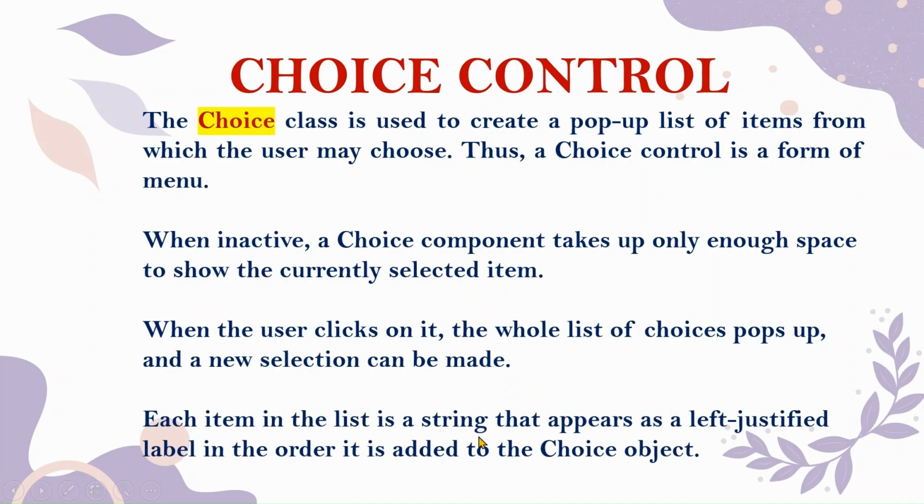Each item in the list is a string. All items you add to a choice control are in string format and appear as a left justified label. Left justified means the alignment. All the strings you add will be left aligned in the order they are added to the choice object. In whichever order you add them, the same order you can see in the choice control list.